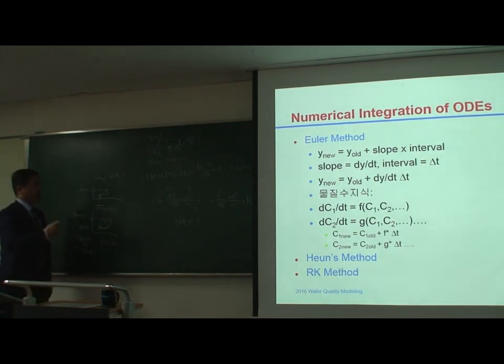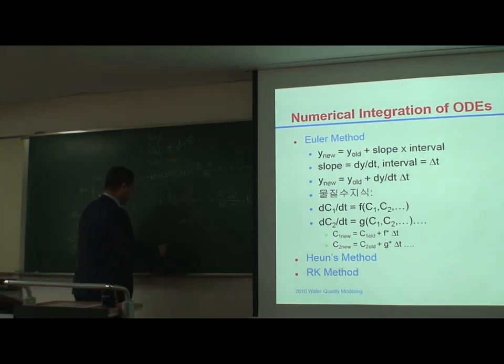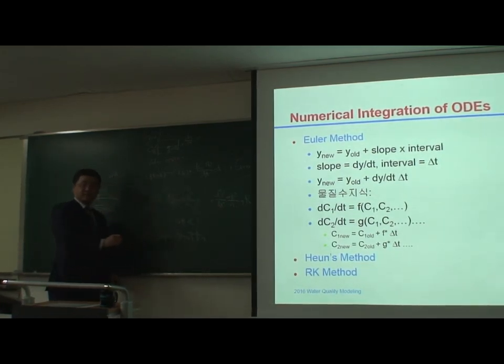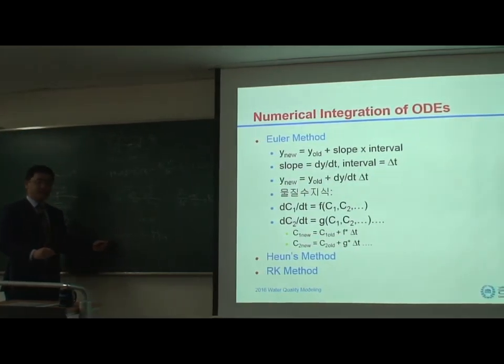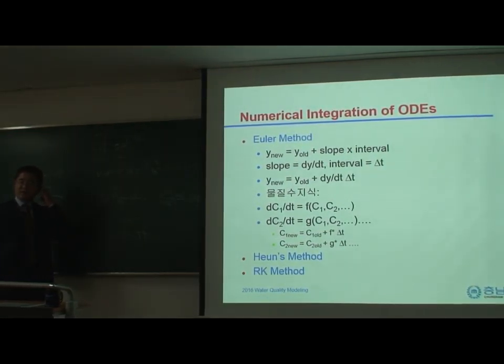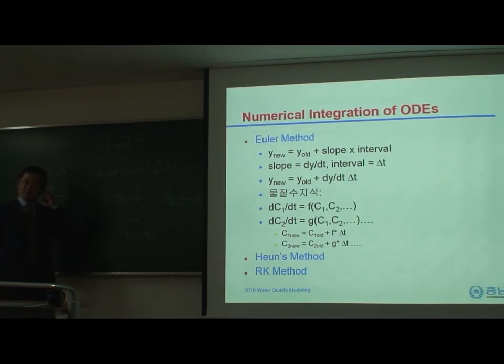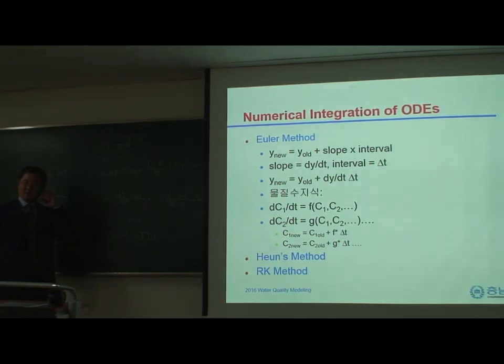And I have the RK method. RK is, well, there's always an issue about how to pronounce this one. Sujin, can you read this for me? Oh, very good. That's a very American-like pronunciation. And, well, American people in the US, they say, Runge-Kutta.